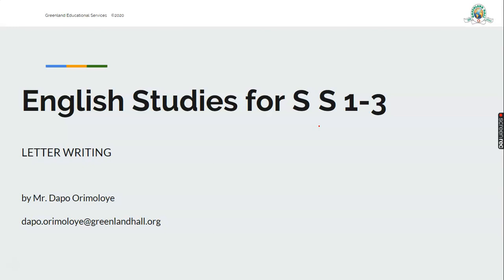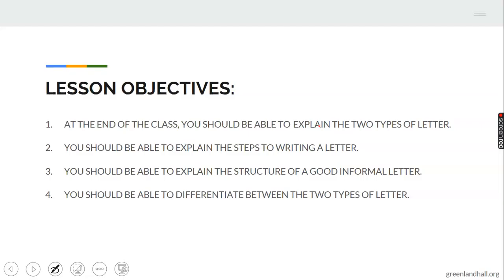Before we move into the details of the topic, I want to explain some things we must achieve at the end of the lesson, our learning objectives. At the end of the class, you will be able to explain the two types of letters. Then also, you'll be able to explain the steps to writing a letter. There are some steps you must consider in writing a letter.